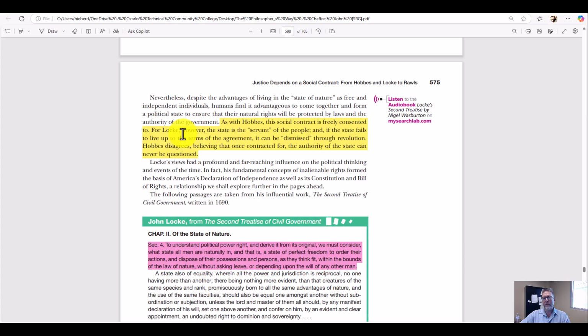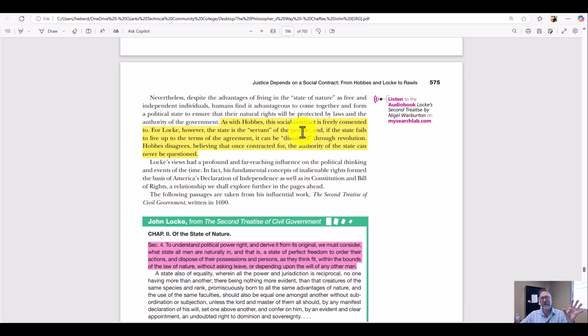For Locke, though, so this is getting into the difference. Both Hobbes and Locke are similar in the sense that they're both social contract theorists, and they both use this state of nature as the entry point into the social contract. For Locke, however, the state is the servant of the people.